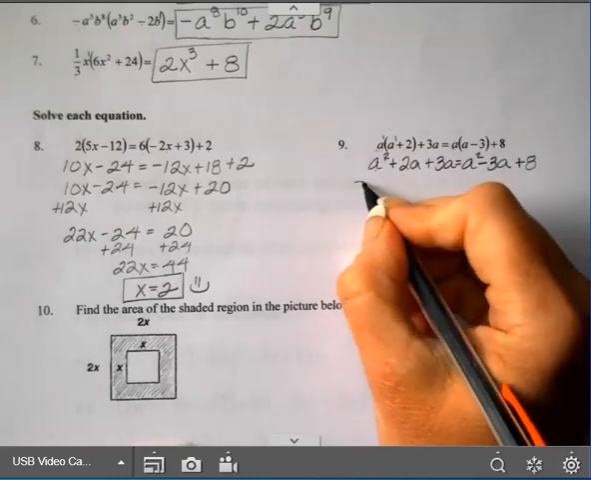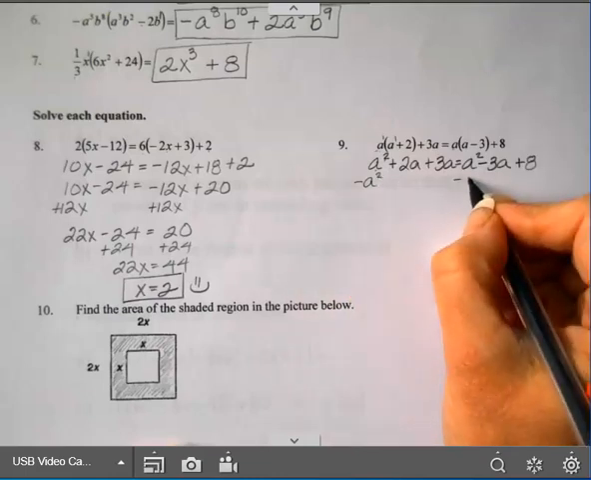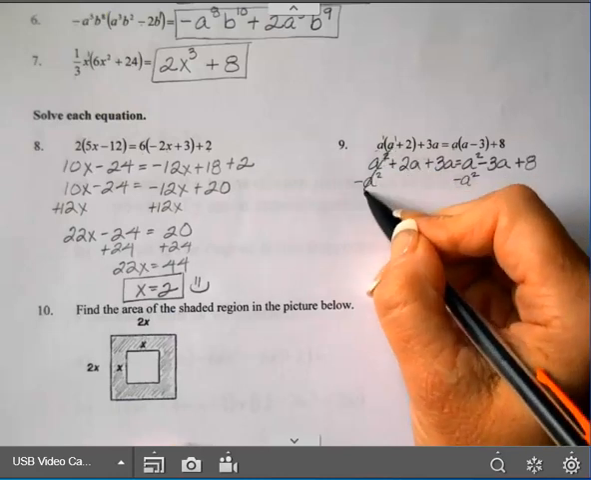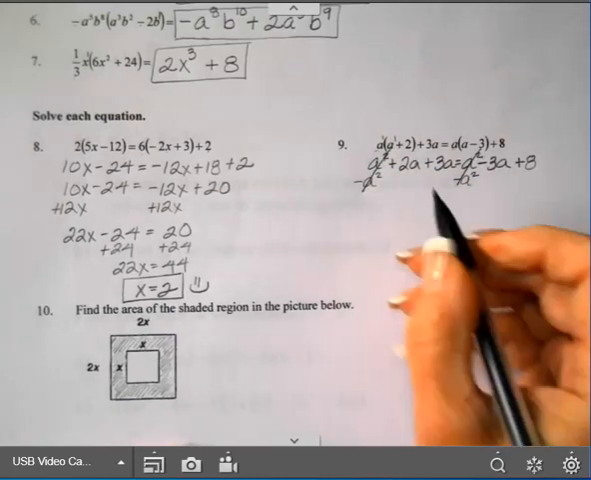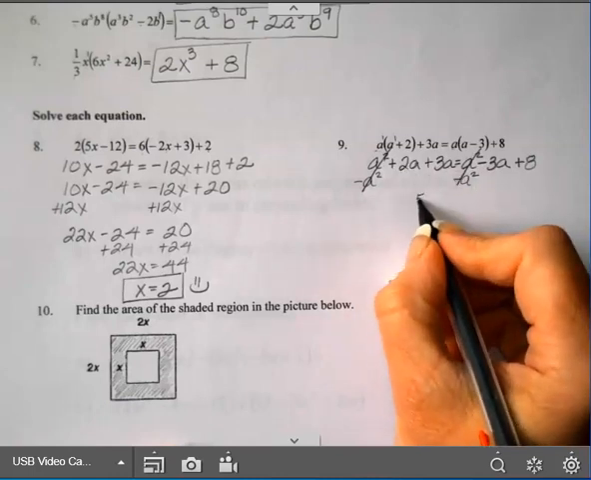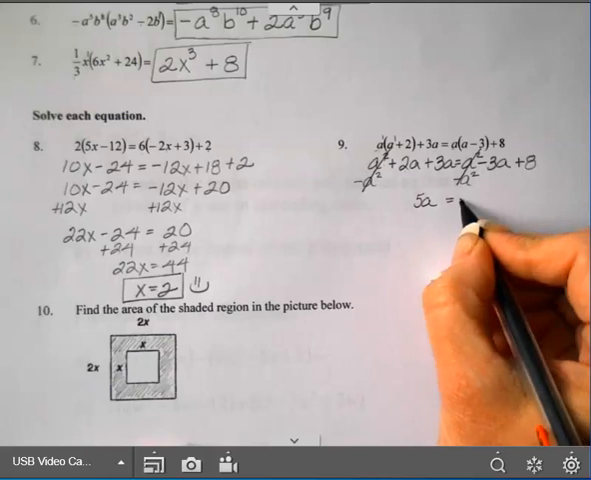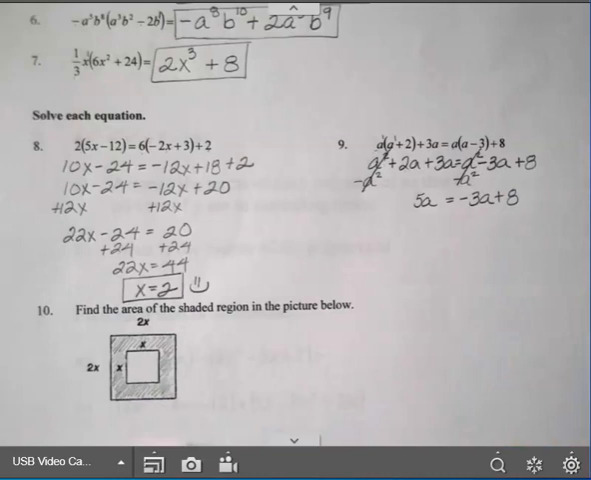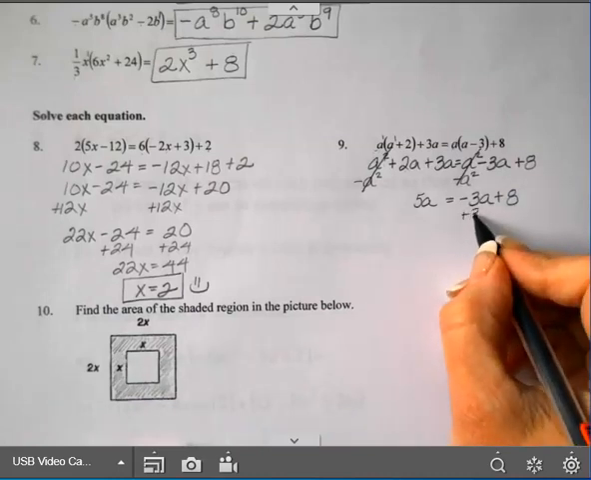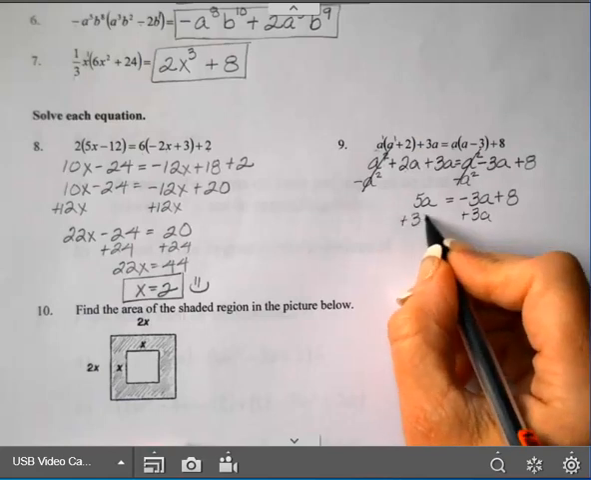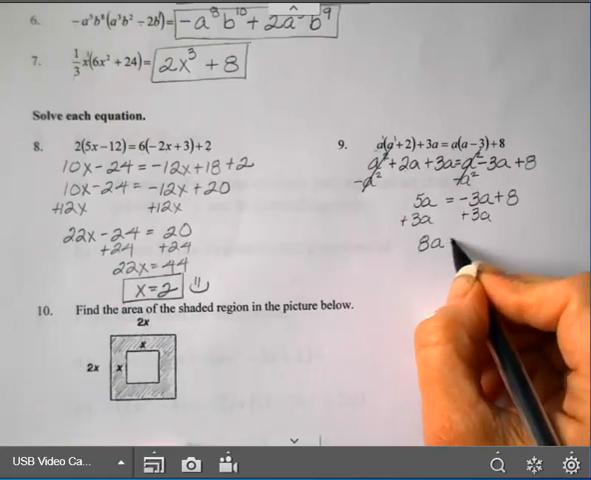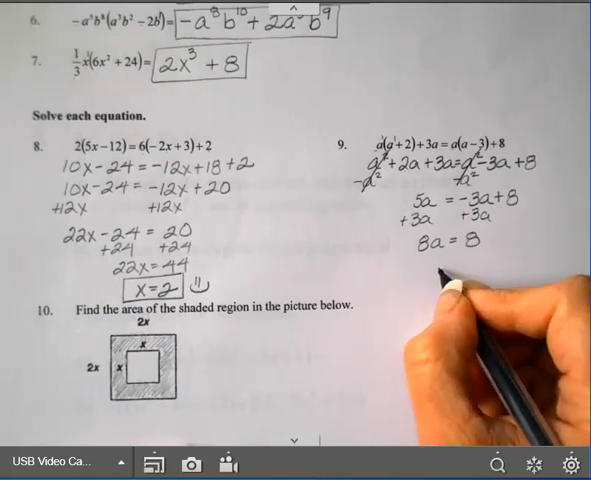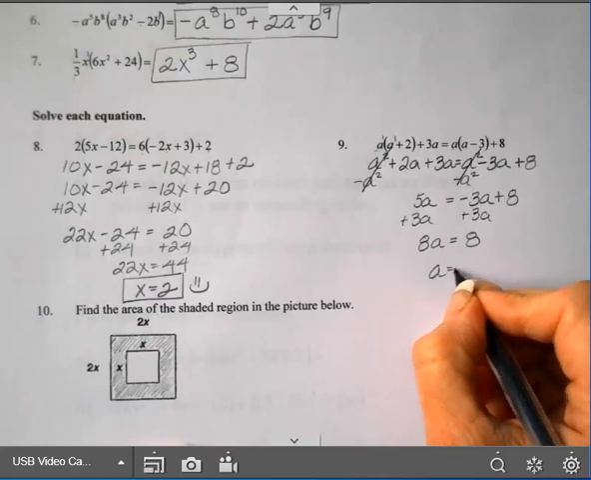If I subtract a squared from both sides, a squared take away a squared, I don't have any a squareds left, so those will cancel. 2a plus 3a is 5a, and that's equal to negative 3a plus 8. Let's move our a's to one side, so I'm going to add 3a to both sides. 8a equals 8. Divide both sides by 8, and a is equal to 1.